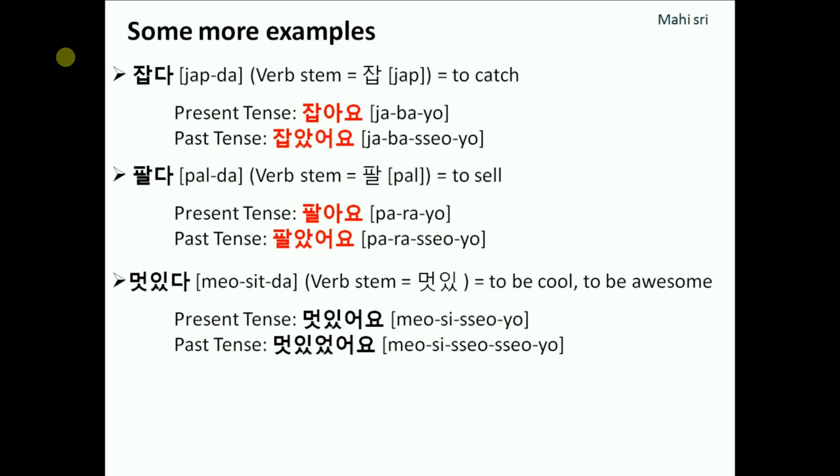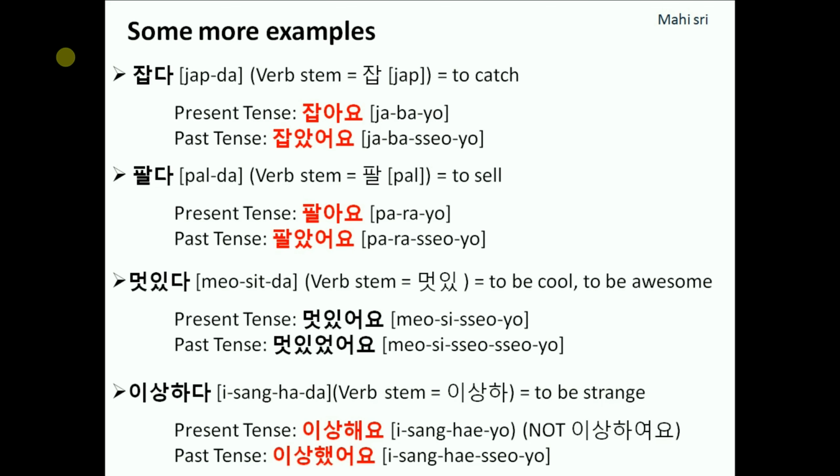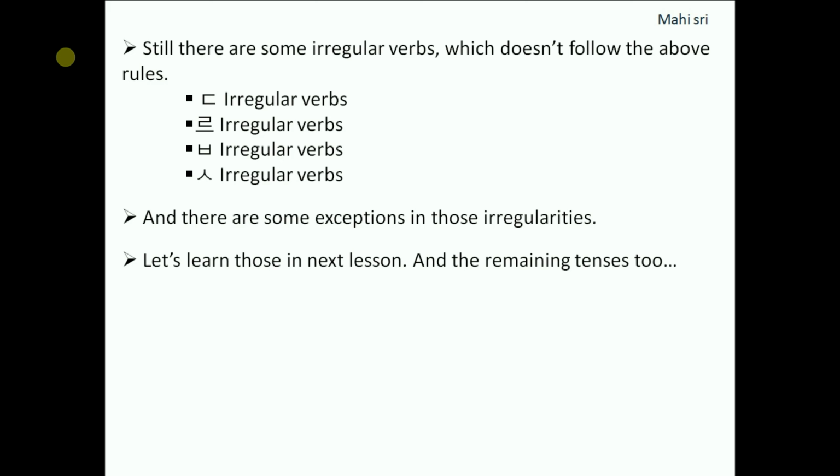Moshitda, moshisoyo, moshissosoyo. You were cool. You're cool. Got the difference? And then isanghada, to be strange. Isangheyo, isanghesoyo. Then there are some irregular verbs which do not follow these rules. We are gonna learn these in the next lessons, and there are some exceptions in those irregularities too.